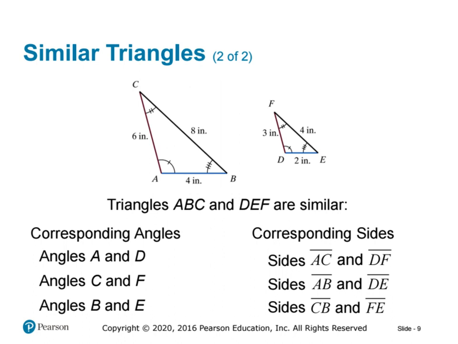So the triangles ABC and DEF are similar. So they have corresponding angles and sides. Our corresponding angles are A and D, C and F, and B and E. And our corresponding sides are AC and DF, AB and DE, and CB and FE.